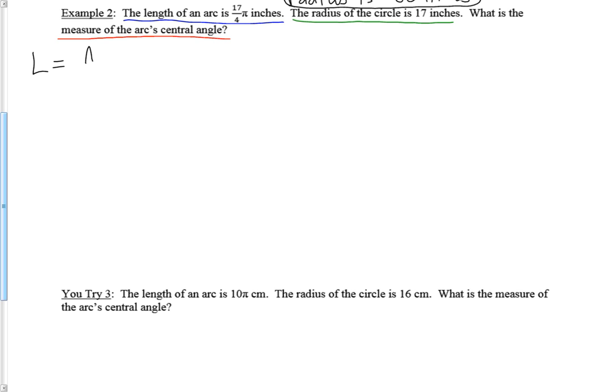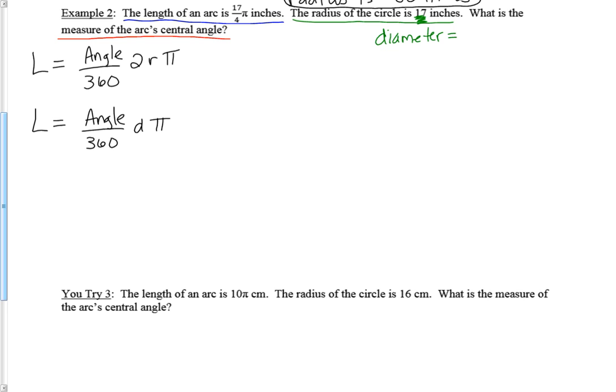So I start by writing down the formula for arc length. Now, when I've been given the radius, what I can do is start with the diameter. And personally, I prefer, but it's up to you, the formula where it's angle over 360 times the diameter times pi. So I'm going to use that formula once I know the radius. Before I get started with plugging things in, if I know the radius is 17, that means the diameter is 2 times that, and 2 times 17 is 34 inches. So that's what I'm going to use.